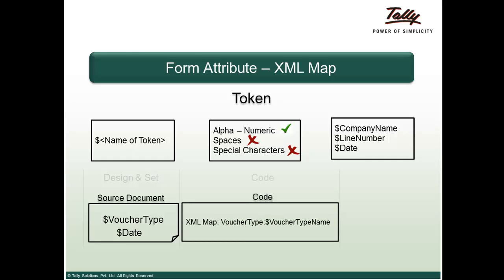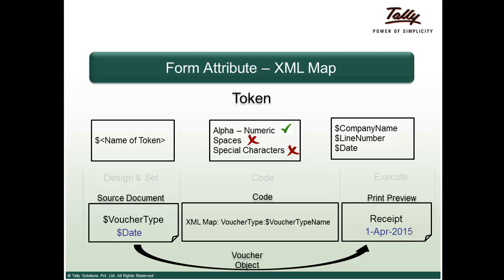In the code, there is no XML map defined for the token $date. So now, considering the current object context to be a voucher with voucher type as receipt and date as 1st April 2015, the token $date gets evaluated in the voucher object context, giving the shown result in the print preview.